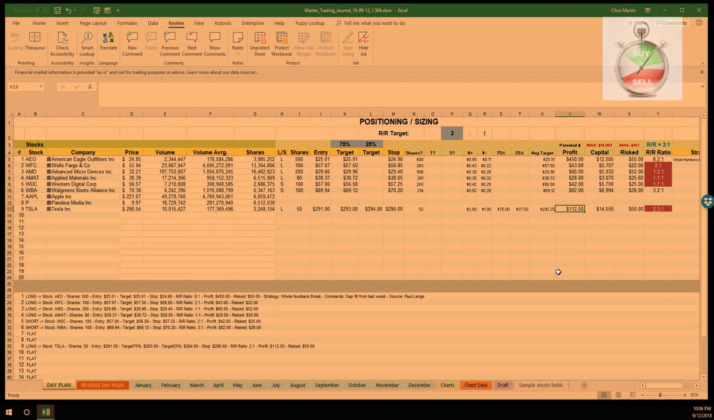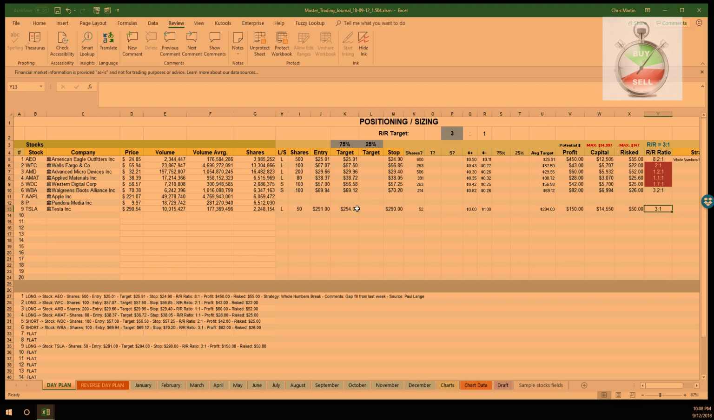And that would mean a $112 profit with a commitment of $14,000 capital use. So basically, if this trade doesn't work, it's a loss of $50. And the risk to reward ratio is 2.3 to 1. So, and if we go back to our 294 here, because there's no number in the second target, then it will assume that we're not using the 75-25, and automatically it will give us a 3-to-1 ratio, which is the case.